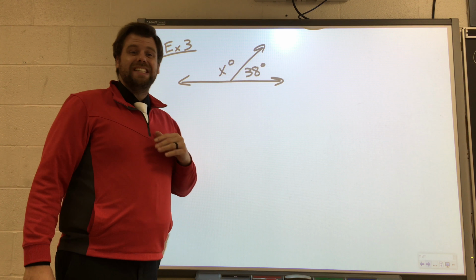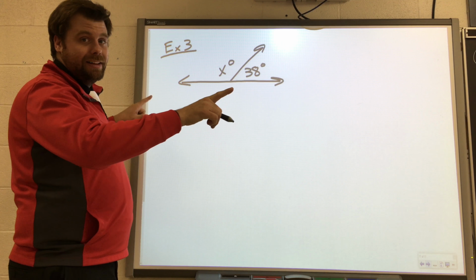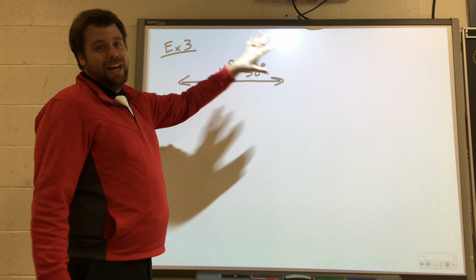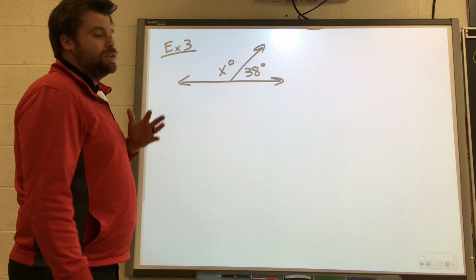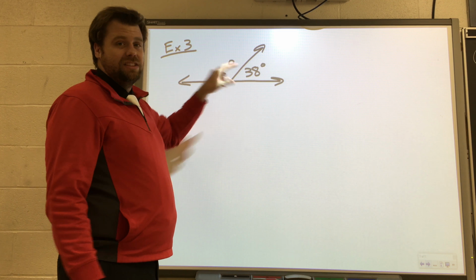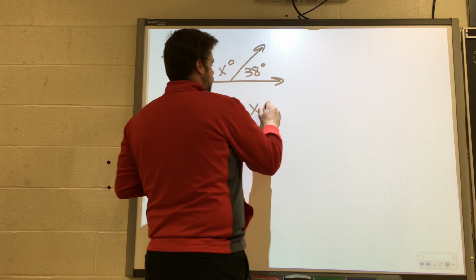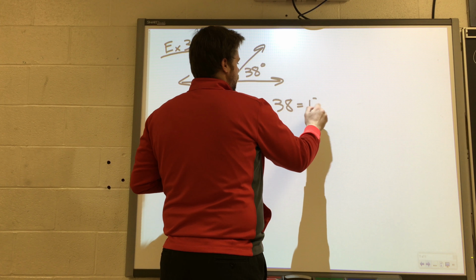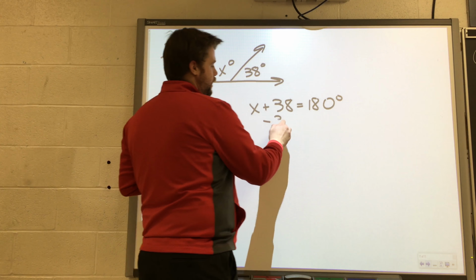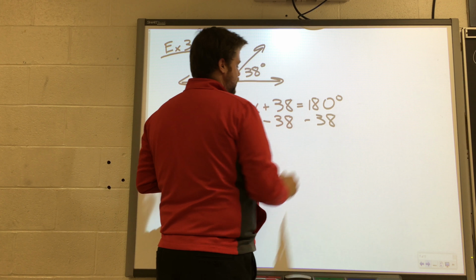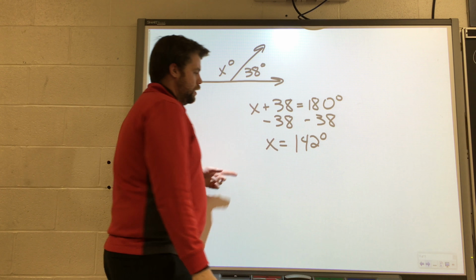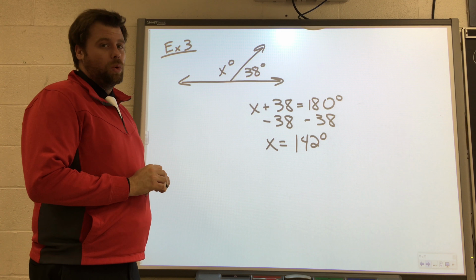All right, when we're looking at example number 3 here, I see a line, and that line is divided into two angles. An angle that is x degrees and an angle that is 38 degrees. Here's what I need to understand. A line is made up of 180 degrees. So if I add these two angles together, I should get 180 degrees. And then from there, I can subtract 38 and solve. So this angle would equal 142 degrees.